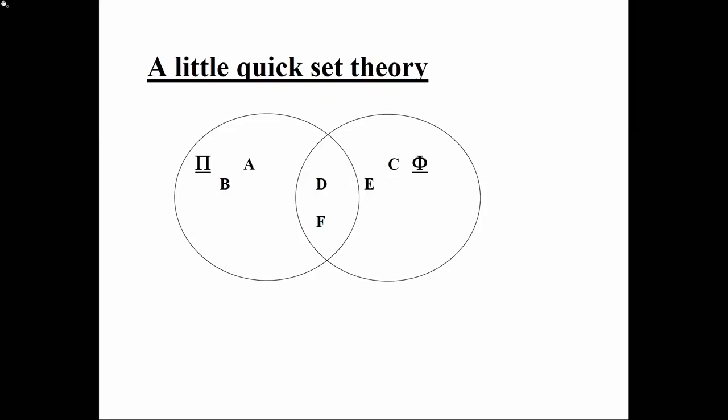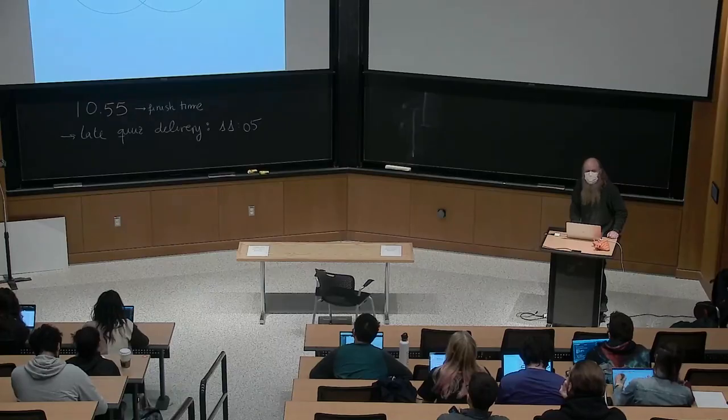Here are two sets, pi and phi. Yeah, the Venn diagram. It's hopefully not too unfamiliar. Two sets, pi and phi, which have an overlap that contains d and f. And then there are also things that are only in pi and not in phi, like a and b. And there are some things that are only in phi and not in pi, like c and e. Does that sound right? People are all familiar with Venn diagrams.